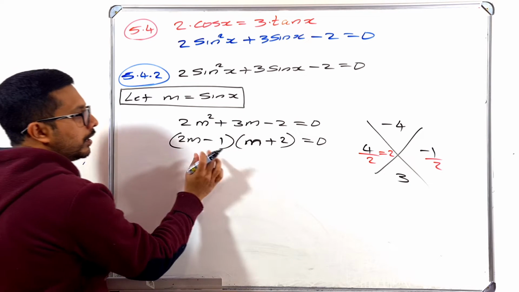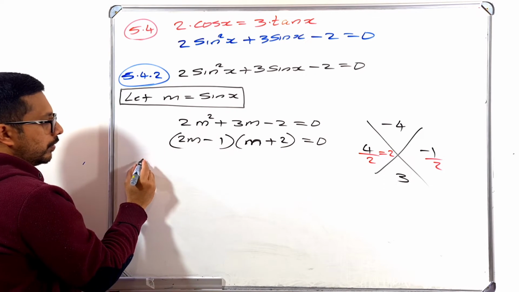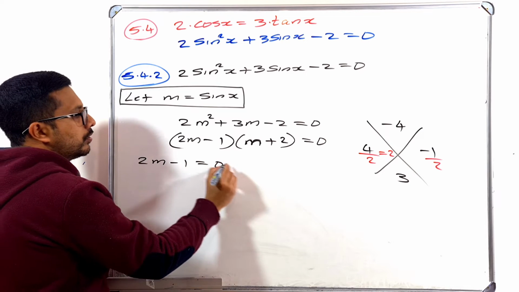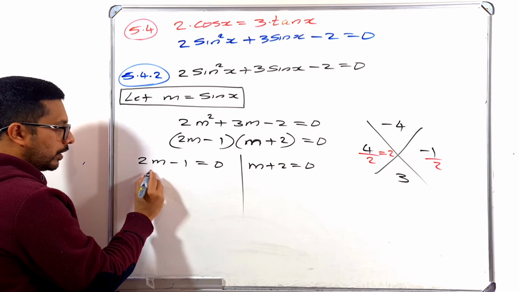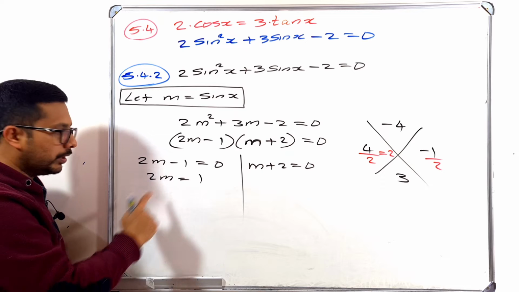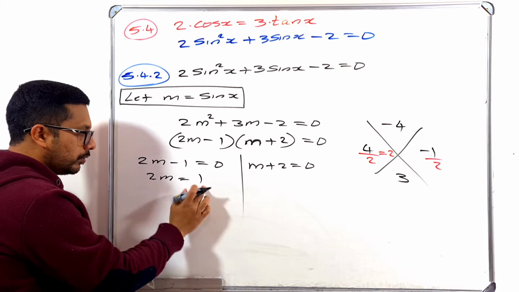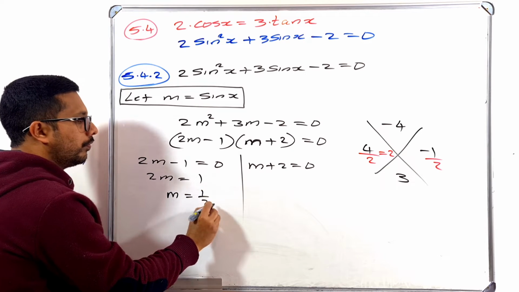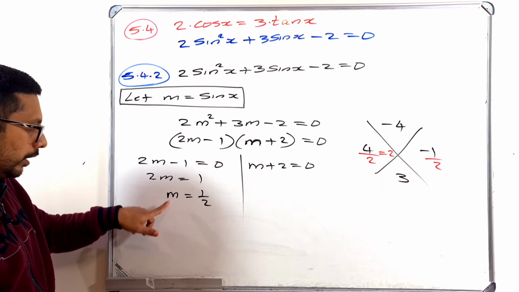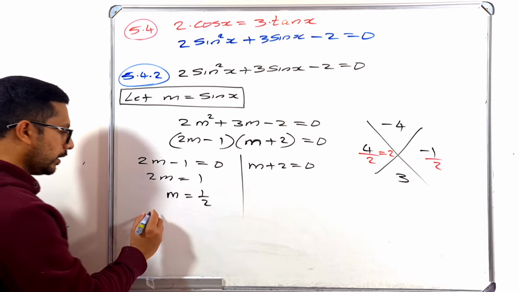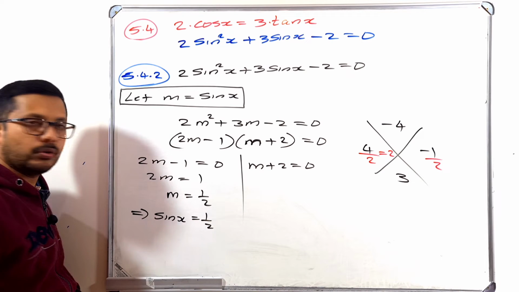So from here, either this one is equal to 0 or this one is equal to 0. First, 2m minus 1 is equal to 0, or m plus 2 is equal to 0. From here, 2m is equal to positive 1, taking the minus 1 to the other side. Divide both sides by 2. So m is 1 over 2. Actually, what is our m? We called m as sin x. So it implies that sin x is equal to positive 1 over 2.